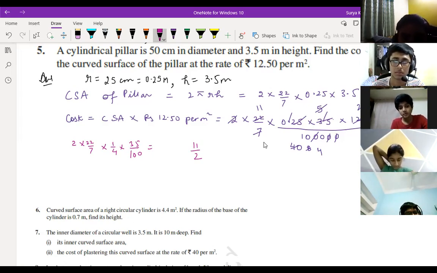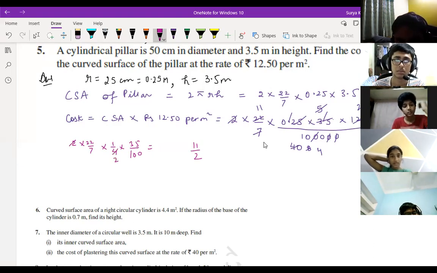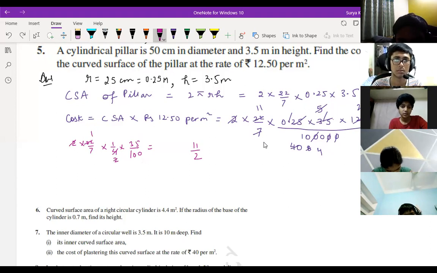Let me check this one first, whether it's correct or not. 2 2s are 4, 2 11s are 22, 7 5s are 35. So 5 20s are, 11 by 20 is coming now. How is it 11 by 2? 11 by 20 will come now. Check. Sir, I'm getting 11 by 2 only. So 11 by 2 is equal to 5.5.